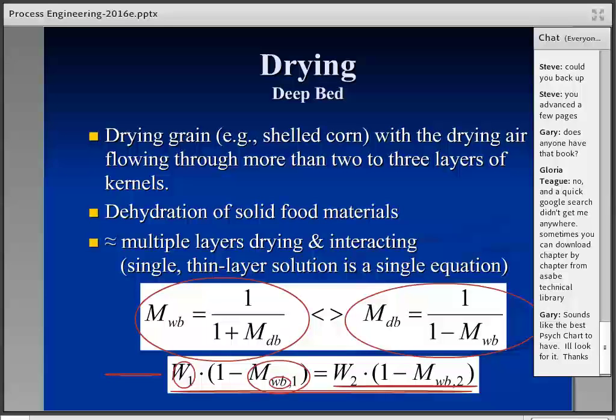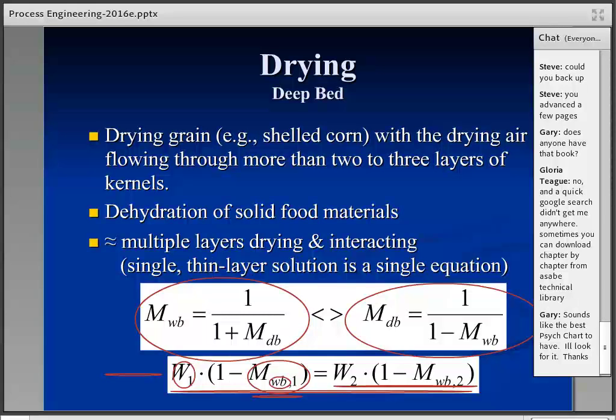And the reason is 1 minus wet basis moisture content is equal to dry matter content. And that's what doesn't change during the process. The amount of dry matter before you dry it and after you dry it hasn't changed. Only moisture has changed. So that's why this equation is kind of funny compared to most all the other ones that use dry basis moisture contents.